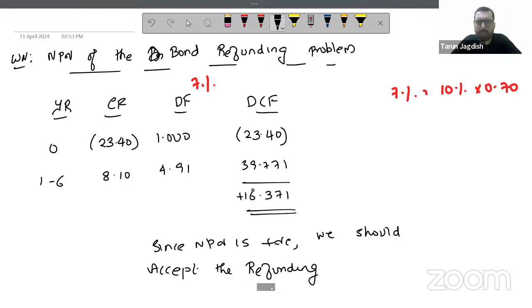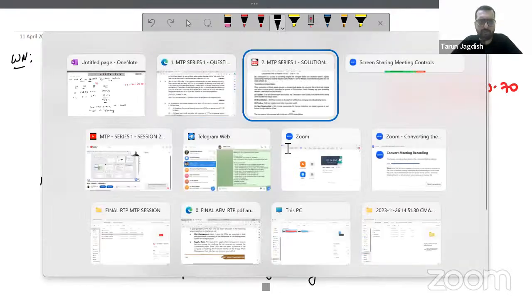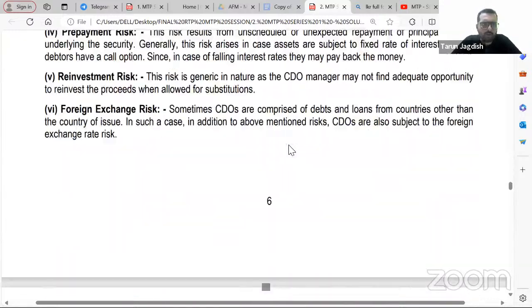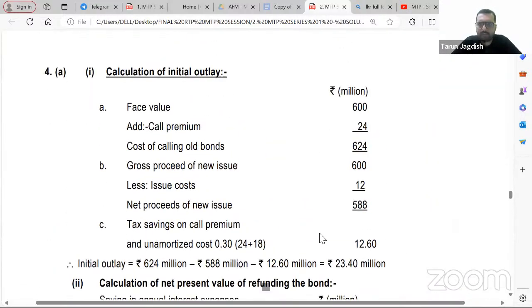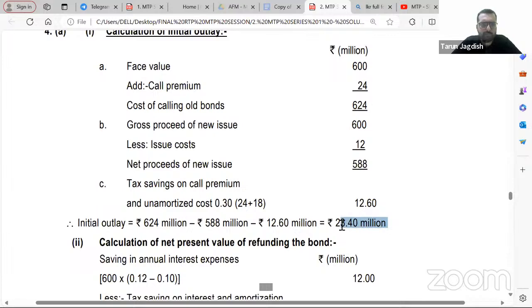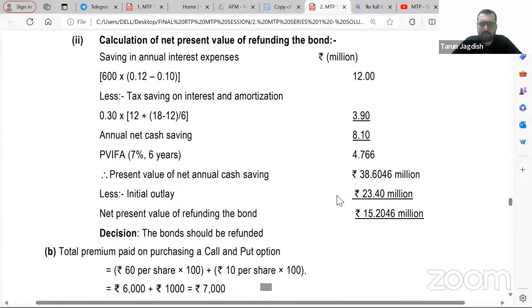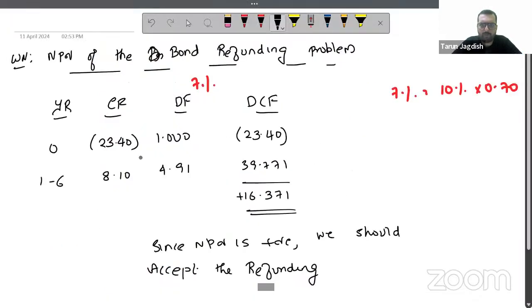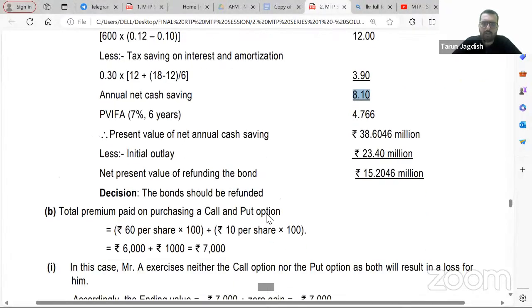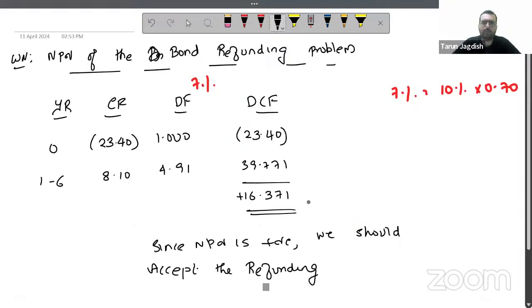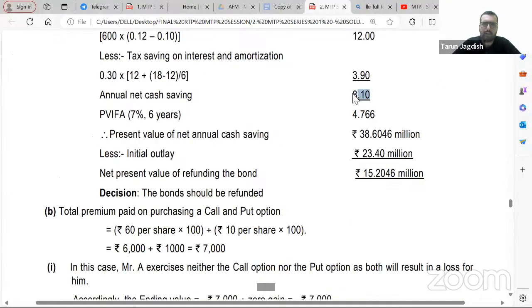Shall we cross-check the numbers now, friends, with your MTP? Let's pray to God we also get the same answer. Initial outlay, did we get 23.4 million? Yes. In between cash flow, they have got 8.10 million. Perfect. NPV, we got 16, they have got 15.2. That's a rounding difference. Rest everything is exactly the same. So we have got the same answer that even your books have got.